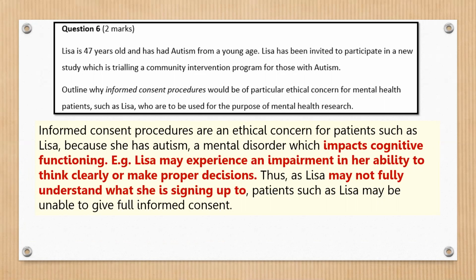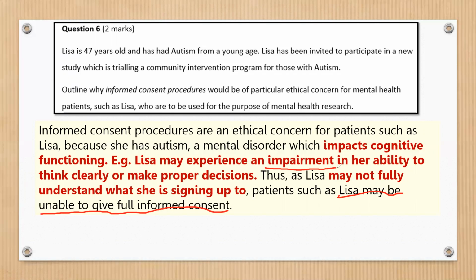So she's putting her name on something, but there's a risk that she's not actually fully understanding what she is subscribing herself to. For this reason, patients such as Lisa may be unable to give full informed consent, and obviously, that is one of the ethical implications. They're signing a paper, they're saying that they've read it, but do they really understand it? When they've got cognitive impairments, we can't really assume that they have understood it.